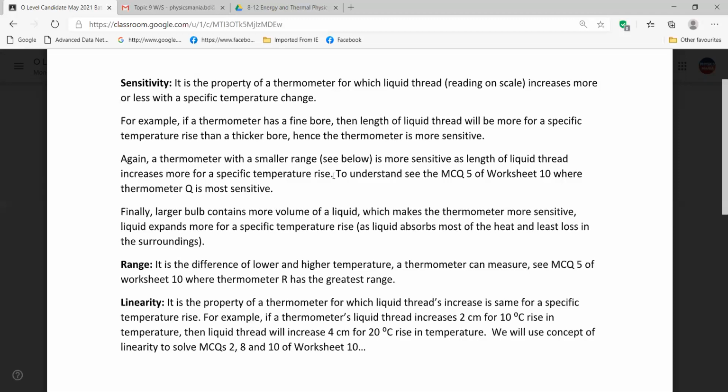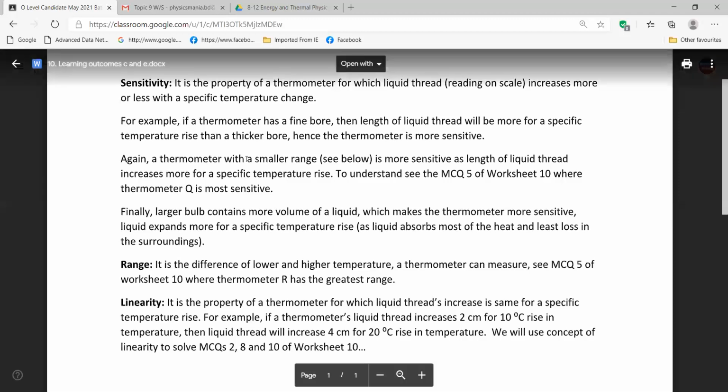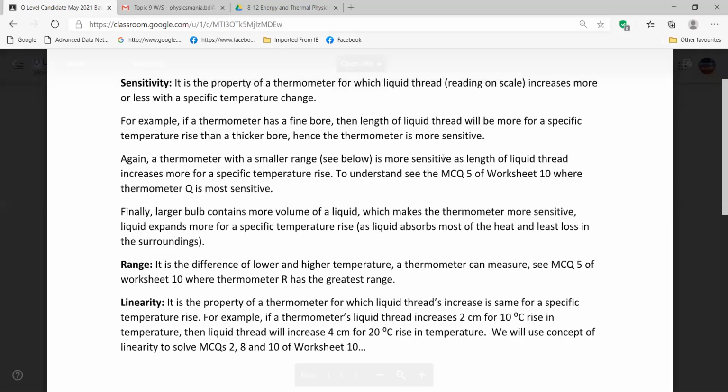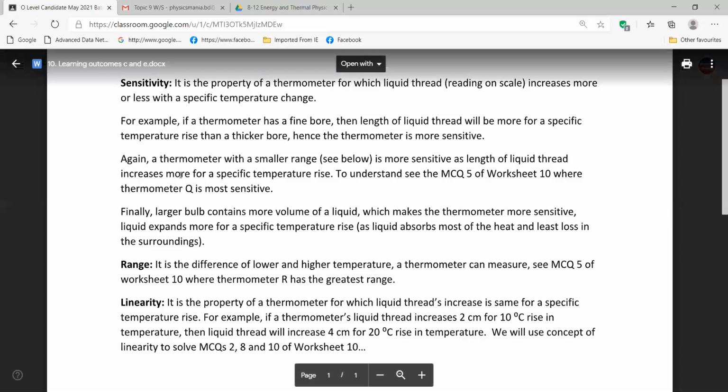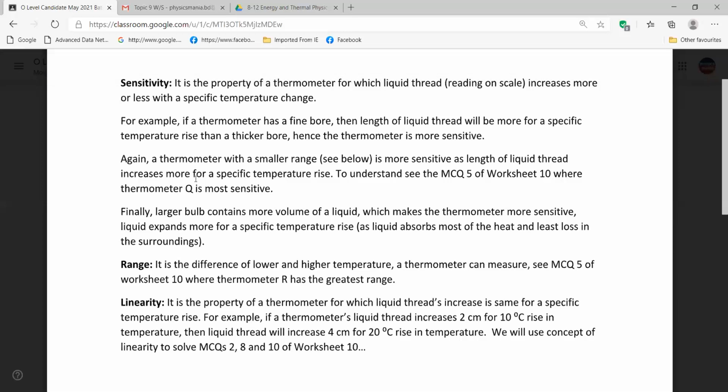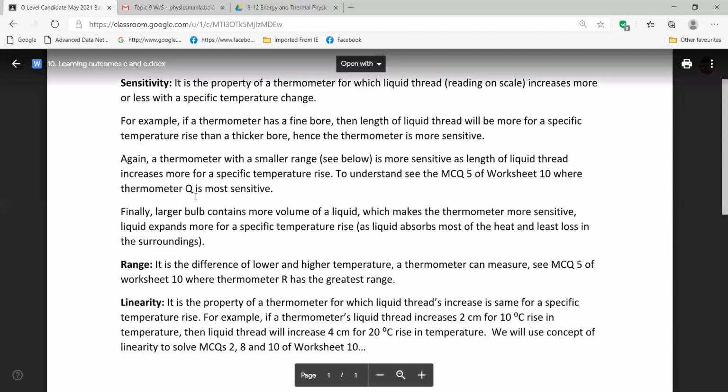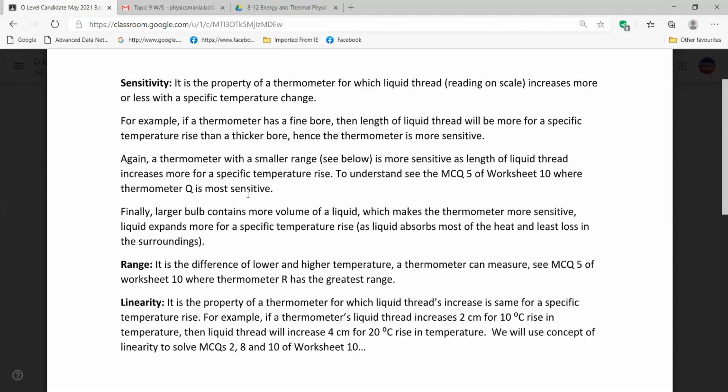Yes, sir. Done. Okay, good. So a thermometer with a smaller range is more sensitive as length of liquid thread increases more for a specific temperature rise. Now we are going to again MCQ 5 to understand why thermometer Q is more sensitive.